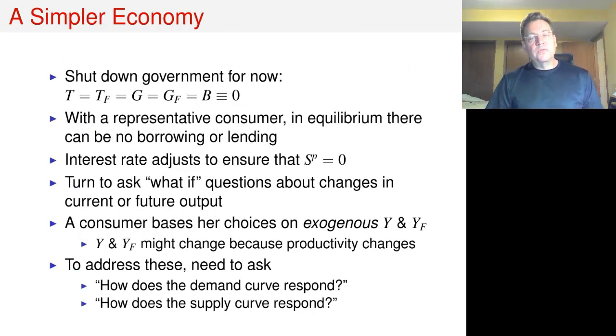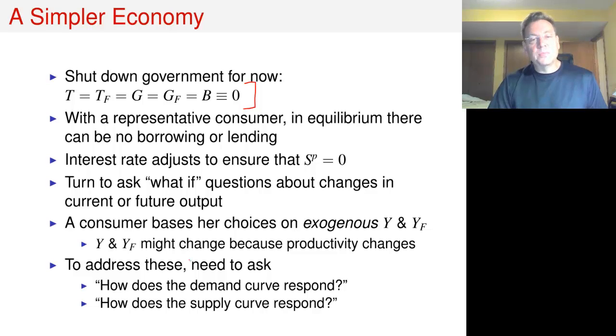We're going to start with a very simple version of this model where we shut down the government. That should be something kind of familiar to you these days. And by shutting down the government, what we mean is we're going to set all government spending, all taxes, and government borrowing equal to 0. We have a representative consumer, so therefore, in equilibrium, there can be no borrowing or lending. And so what's going to have to happen is the interest rate is going to need to adjust to ensure that consumers are happy with 0 savings.